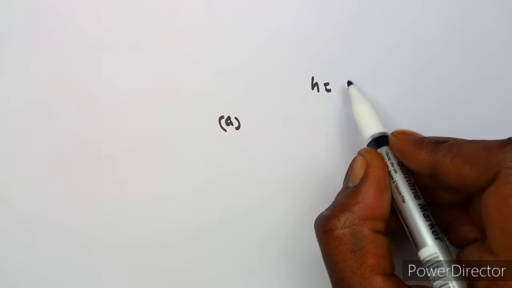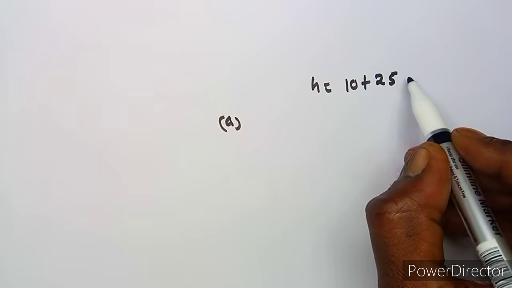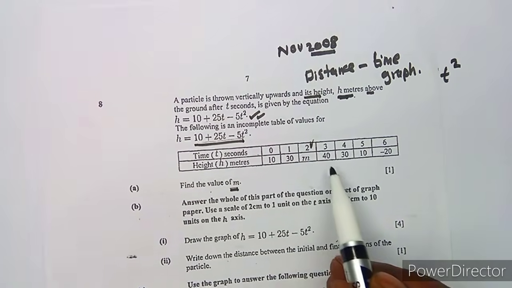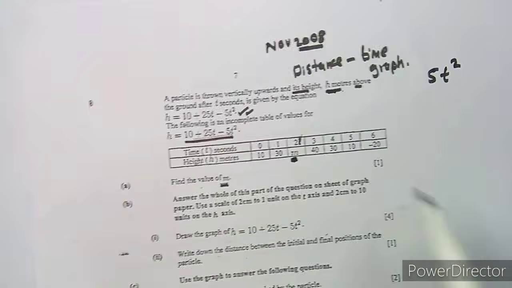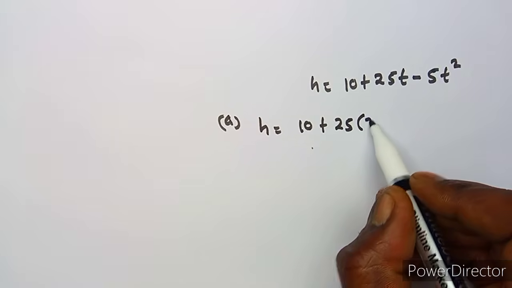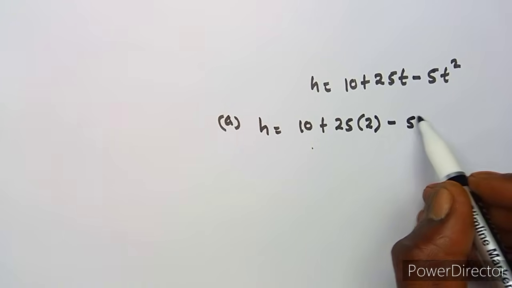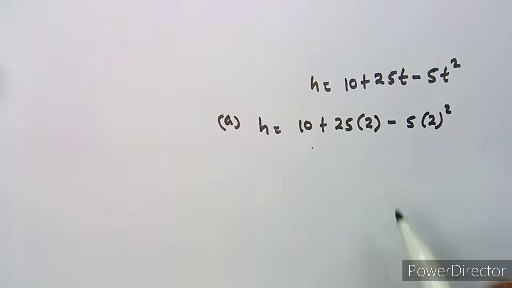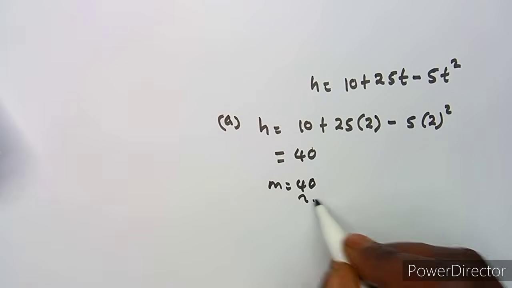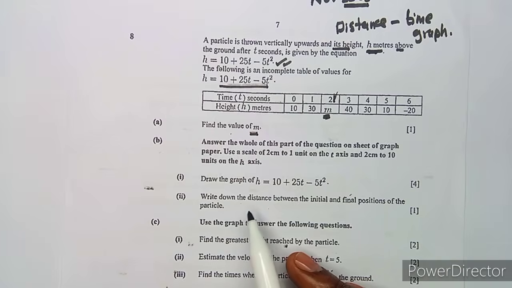We are given that h is equivalent to 10 plus 25t minus 5t squared, and our t in this case is equivalent to what? At that point where we have m, our t is at 2, so you have to substitute 2 here. So your h is going to be 10 plus 25 into 2 minus 5 into 2 squared. So like I said, guys, this is paper 2. Just use your calculator. You are going to obtain the value of h, which is 40 in this case. So this is 40, which is the value of m. So in this case, m is equal to 40. All right. Anyways, let's move on to the other part.